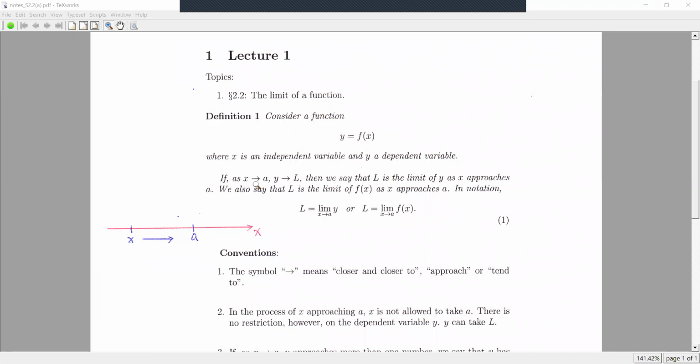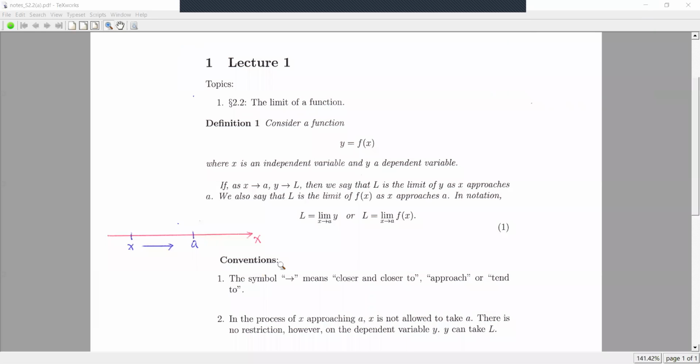If as x is getting closer and closer to A, the dependent variable is getting closer and closer to some number L, in this case we say that the number L is the limit of the dependent variable y as x approaches A. Because y is equal to f of x, we also say that the number L is the limit of the function f of x as x approaches A. In notation, we write L is equal to the limit of y as x approaches A, or L is the limit of f of x as x approaches A.